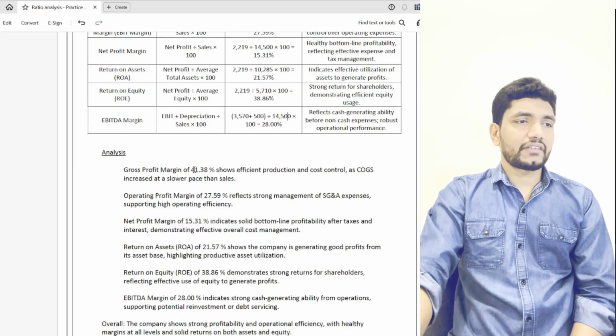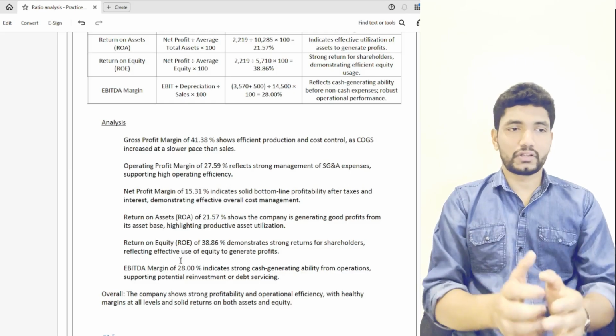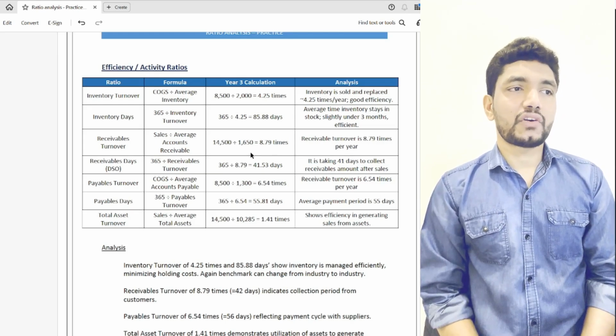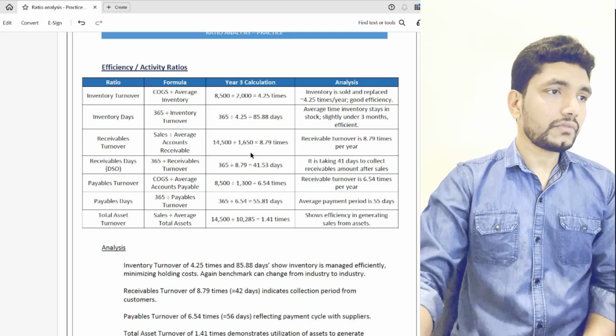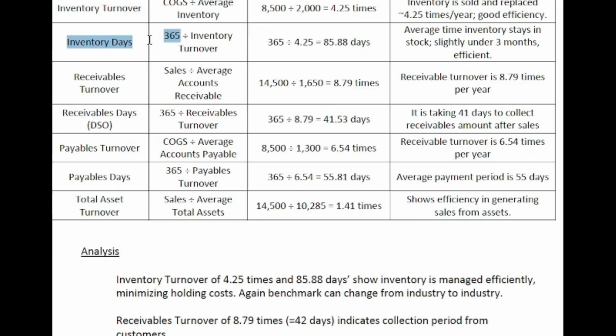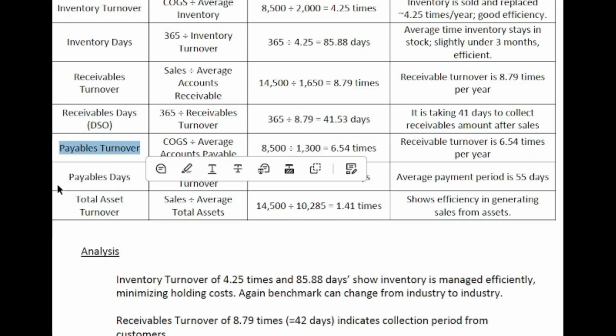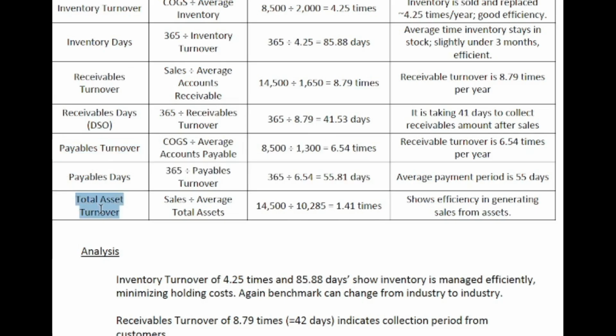So here is the similar analysis that we discussed regarding the GP, operating profit, net profit, return on asset, return on equity, and EBITDA margin. You can go through this. Next we will move into efficiency or activity ratios. The key ratios here are the inventory turnover ratio, inventory in days, receivable turnover ratio, receivable in days, payable turnover and payable in days, and the total asset turnover.